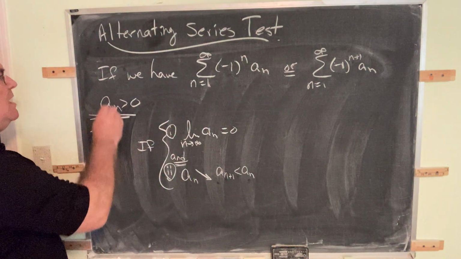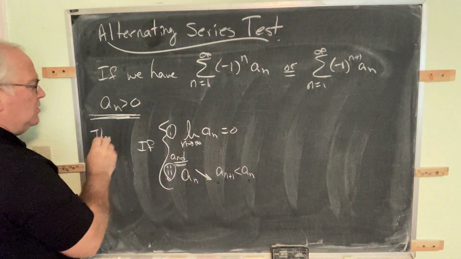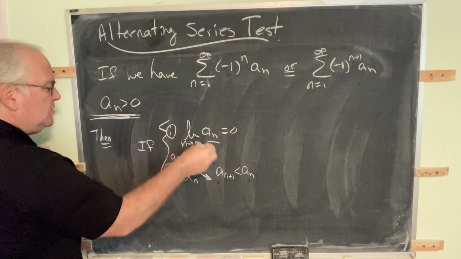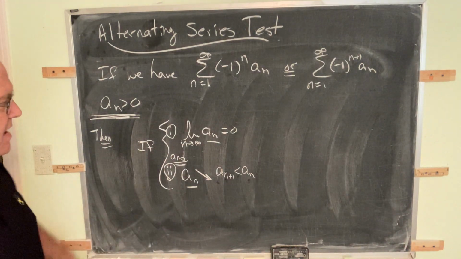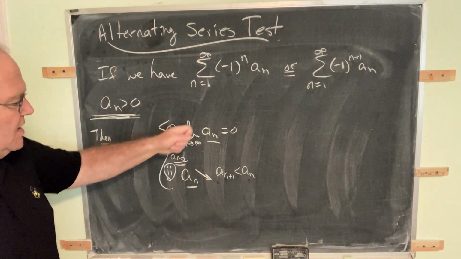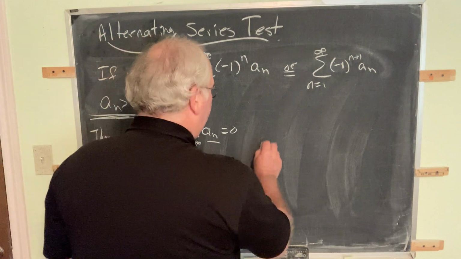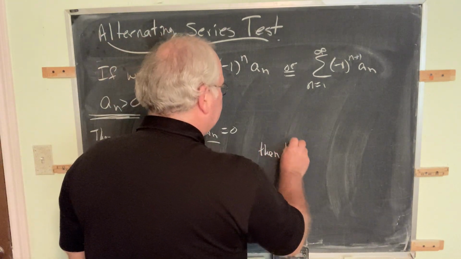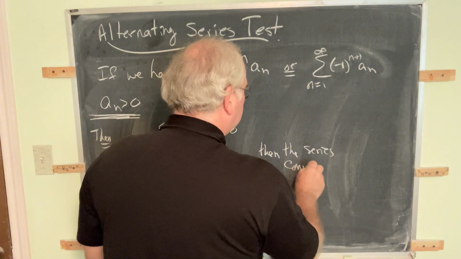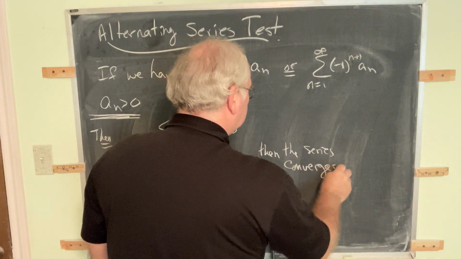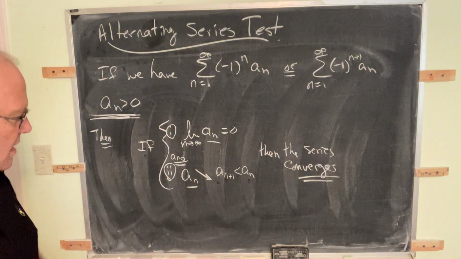Interestingly, perhaps, when you're working with the alternating series test, the only thing you're looking at is the non-alternating portion. As a way to help remember this, the only thing you work with is the non-alternating portion. If these two conditions are met, then the series converges. If they're not met, then we don't know whether or not it converges.